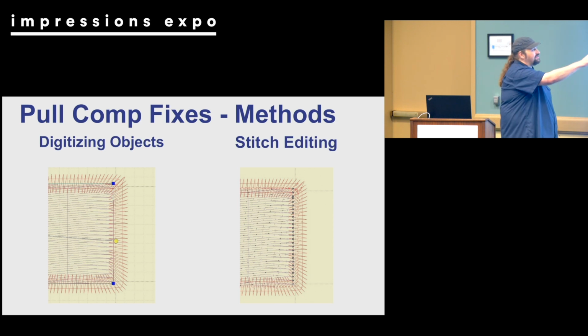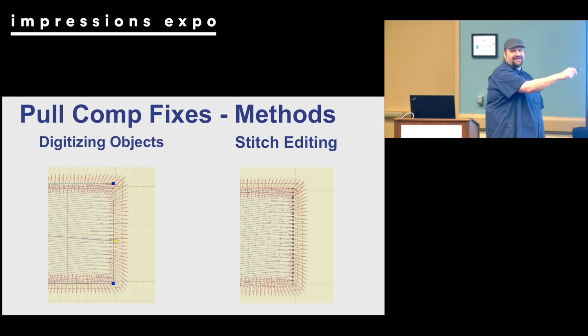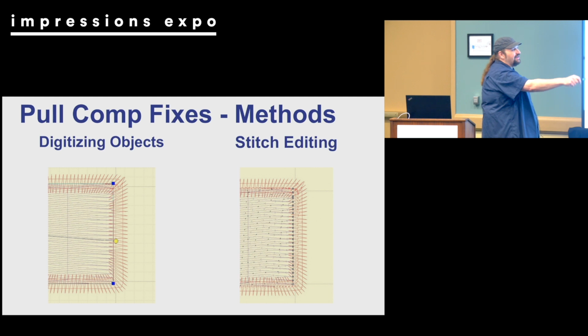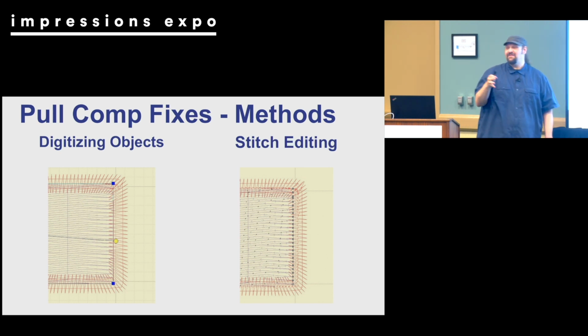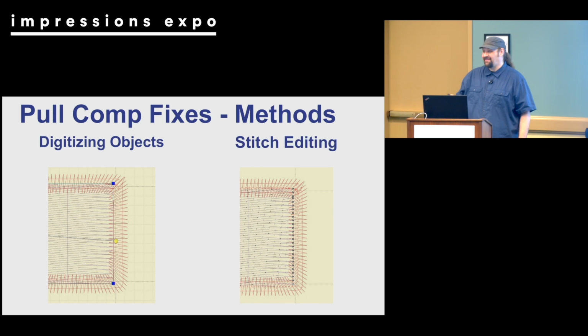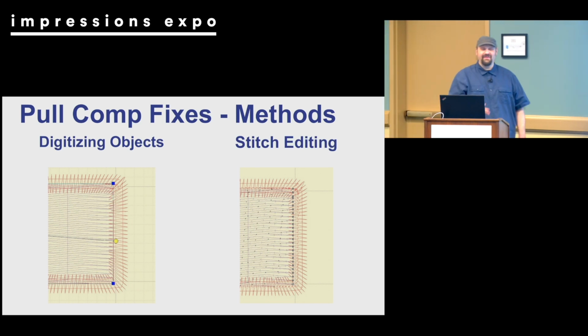So if we've got our digitizing objects, all we have to do is grab 2 points and drag it over on this particular rectangle. If we're over here in stitch editing, I have to carefully select and isolate out of one color change just the ends of the stitches on that one side and drag them under. If you are doing this consistently on somebody's file, you need to tell them if there's any way you can.